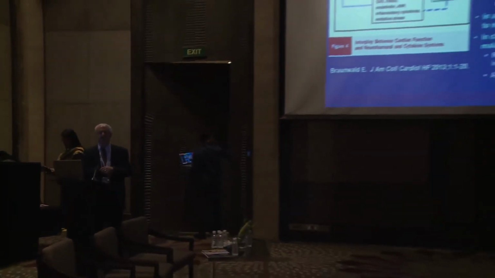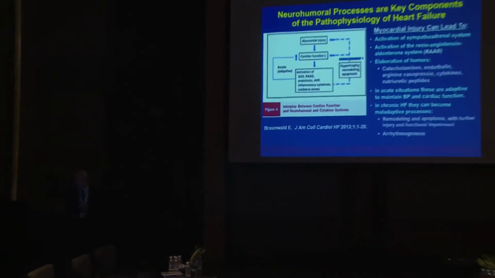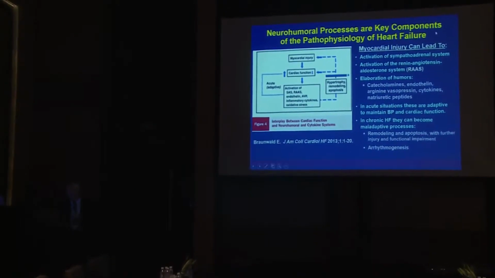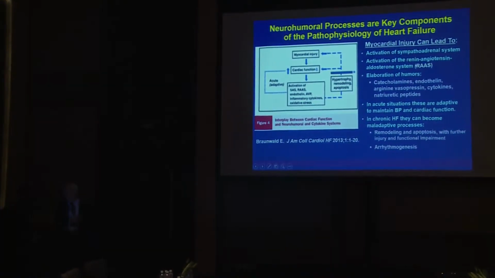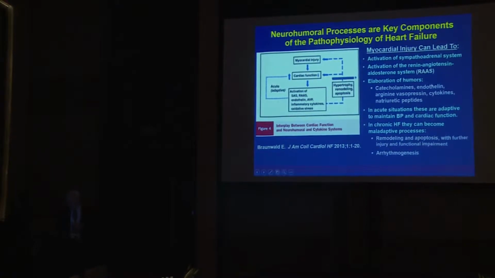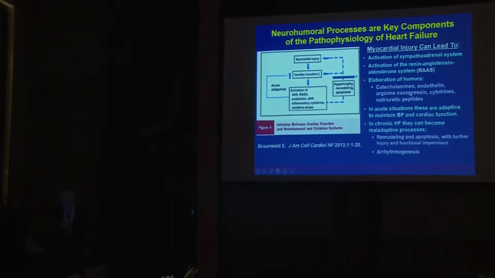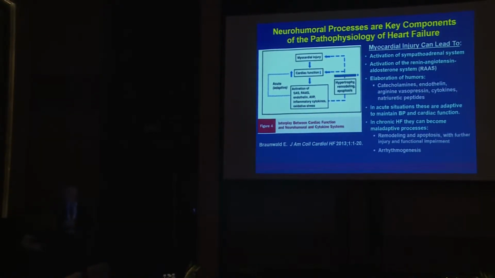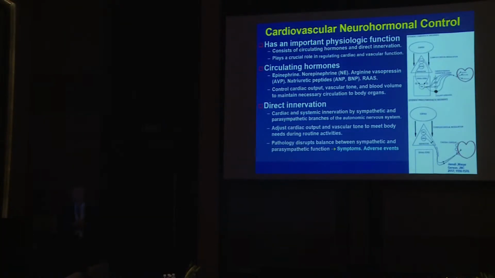So for heart failure, of course, a key component of the pathophysiologic process is neurohumoral processes, and we know that therapies directed towards these have the best benefit. And you can see here all the different things that happen with it: activation of the sympathoadrenal system, renin-angiotensin system, aldosterone system, elaboration of humors. In acute situations, these are adaptive to maintain blood pressure and cardiac function, but in chronic heart failure, they become maladaptive, leading to various bad things: myocardial deterioration, remodeling, and arrhythmogenesis. And, of course, these have important physiologic functions in normal situations, regulating cardiac and vascular volume.